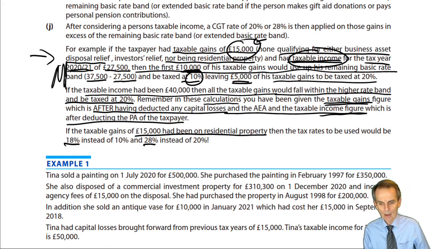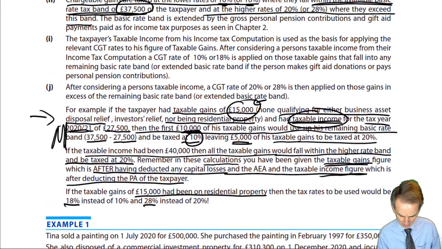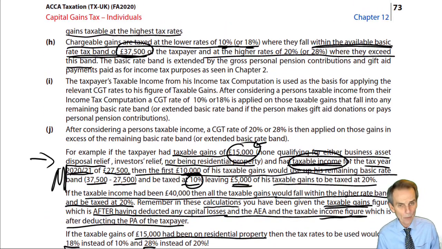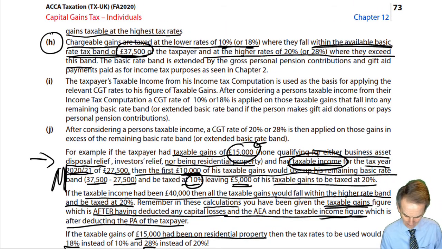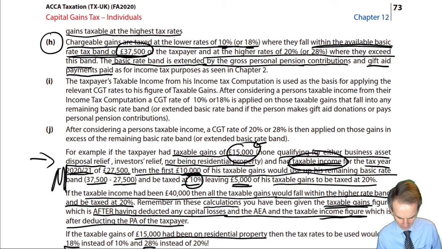Now, I've mentioned there about the basic rate band limit of 37,500. Now, I broke off from the note up here. If I go back to note H here, where we've got the extra bit again from chapter 2 to say that, remember, the basic rate band, that limit of 37,500, is extended by the gross amount of any personal pension contributions paid during the tax year, and or by any gift aid payments paid, just as for income tax purposes.